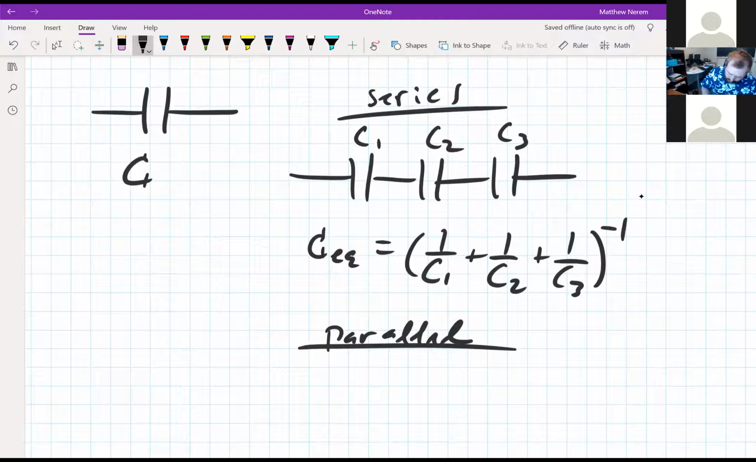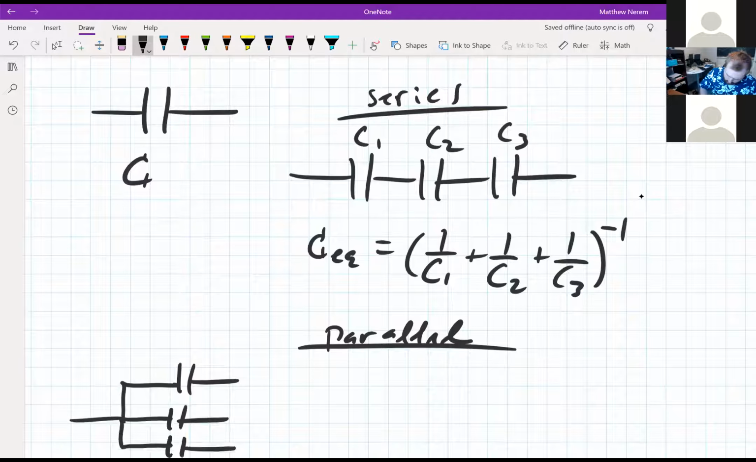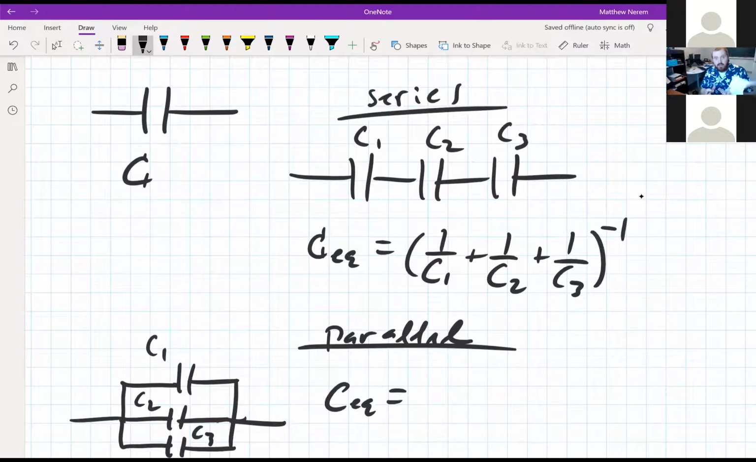Whereas parallel, our example would be something like this, and then the capacitors in parallel, they just add up. All right.